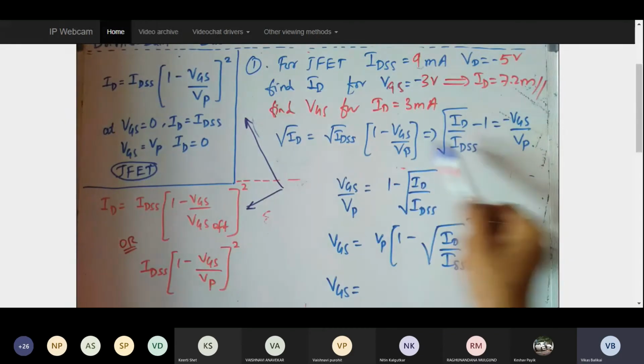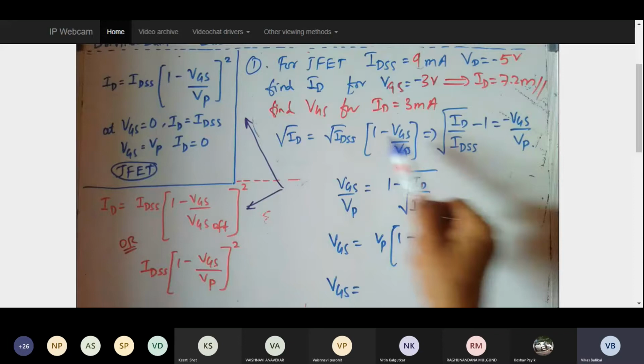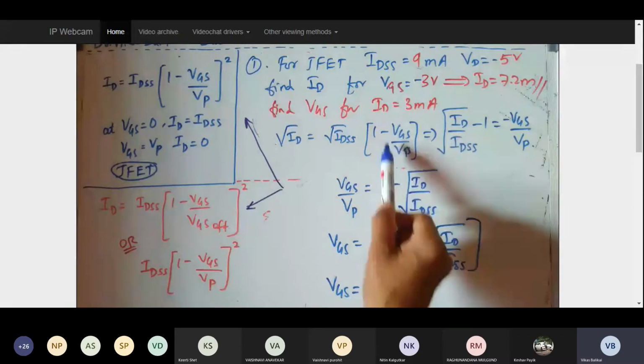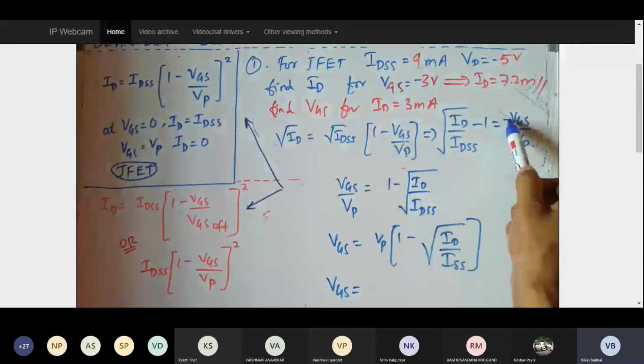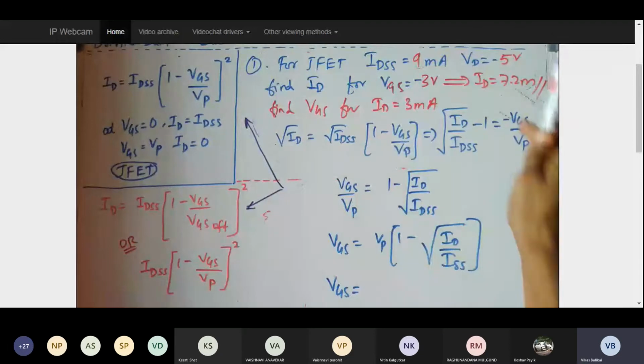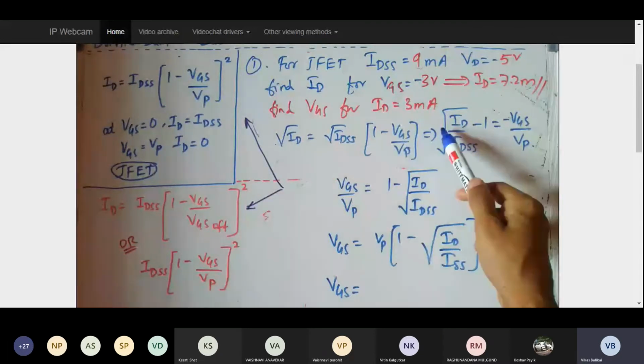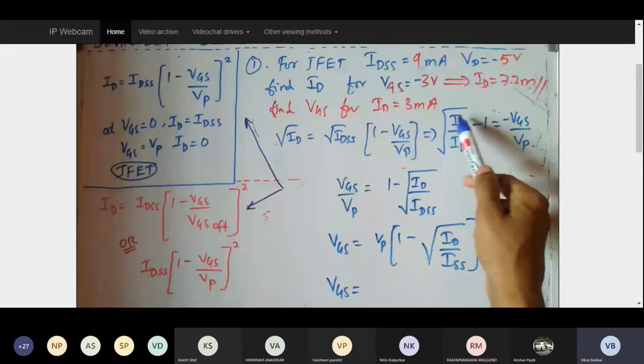So that will be 1, here it is minus 1 there. On the RHS, what is left is minus VGS by VP, I will keep that as it is. So here there is a minus, and I don't want the minus to be there at the VGS side. What I'll do, I'll push this minus to the LHS. So if I push this minus to the LHS, the minus in front of the 1 becomes plus, and the square root term will be minus. So this is what I'm getting.